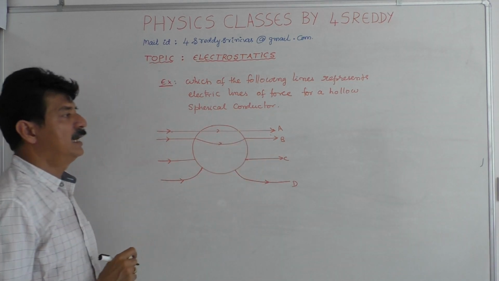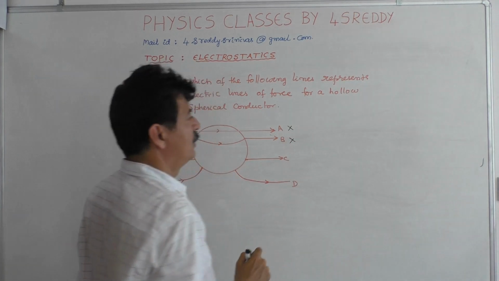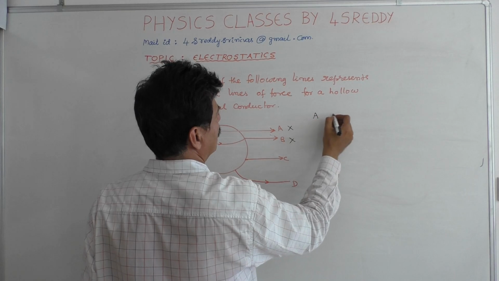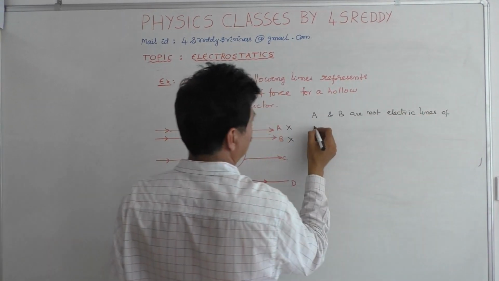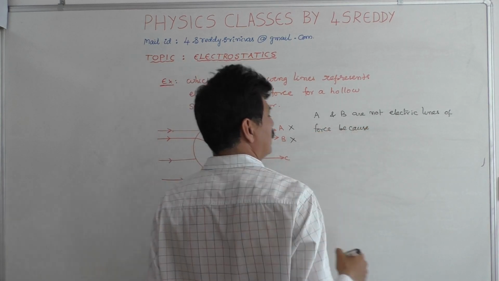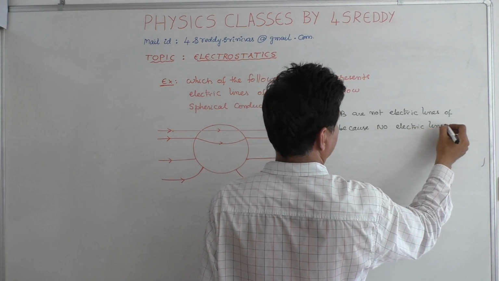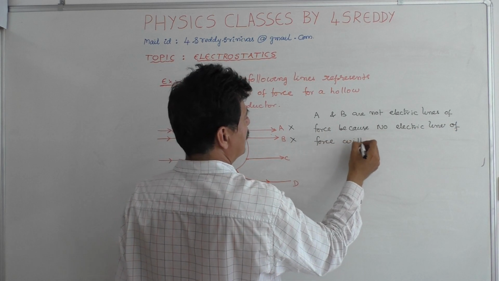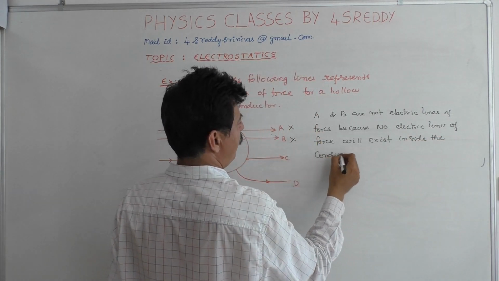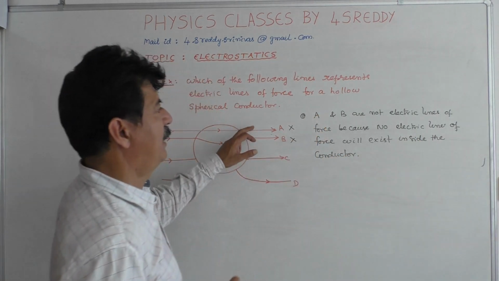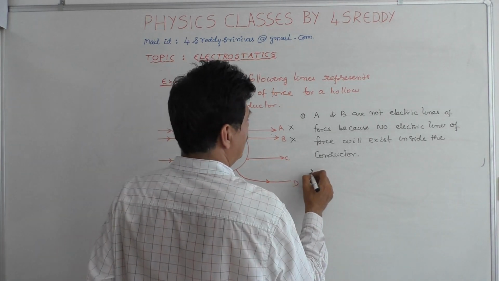What is A? Will A and B exist? The answer is no. This is not correct, because capital A and capital B are not electric lines of force, since no line of force will exist inside the conductor. This is the first thing you can say.